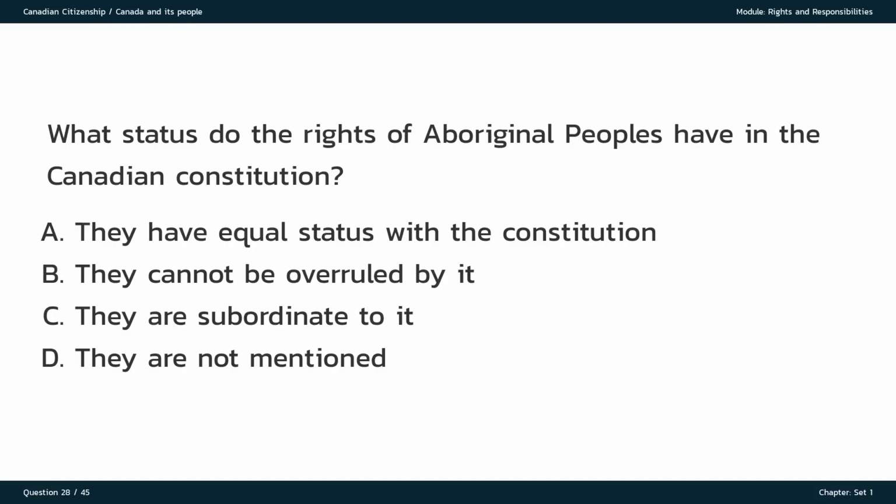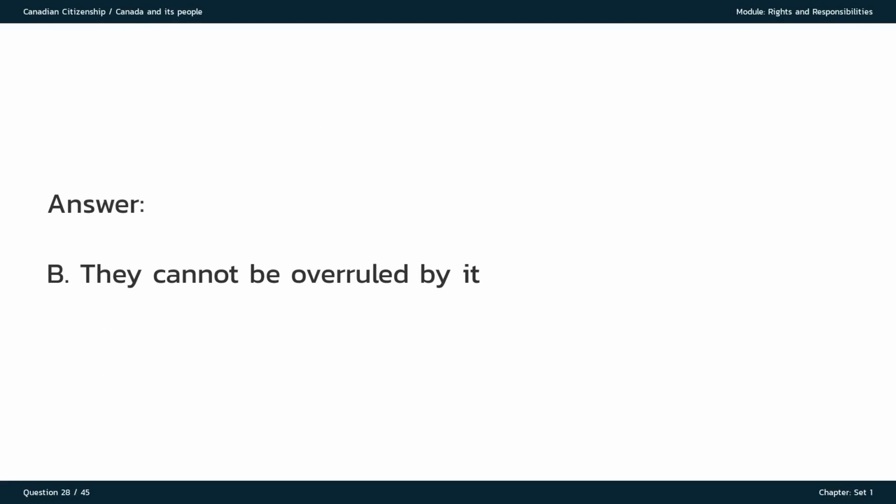What status do the rights of Aboriginal peoples have in the Canadian Constitution? A. They have equal status with the Constitution. B. They cannot be overruled by it. C. They are subordinate to it. D. They are not mentioned. The answer is B. They cannot be overruled by it.